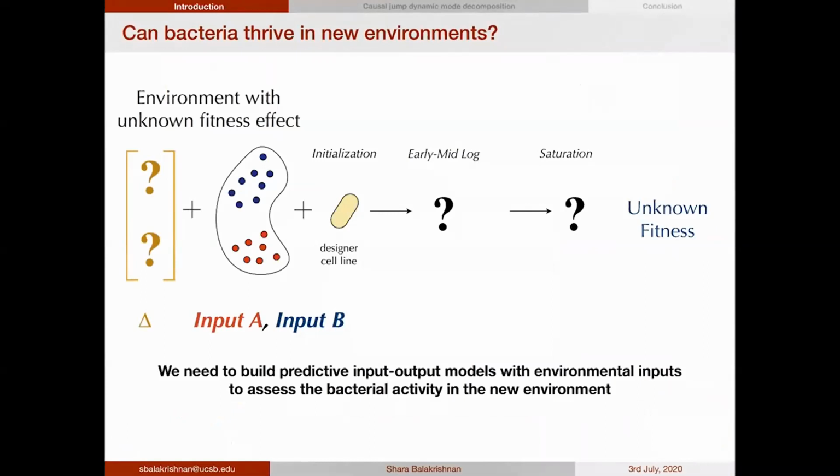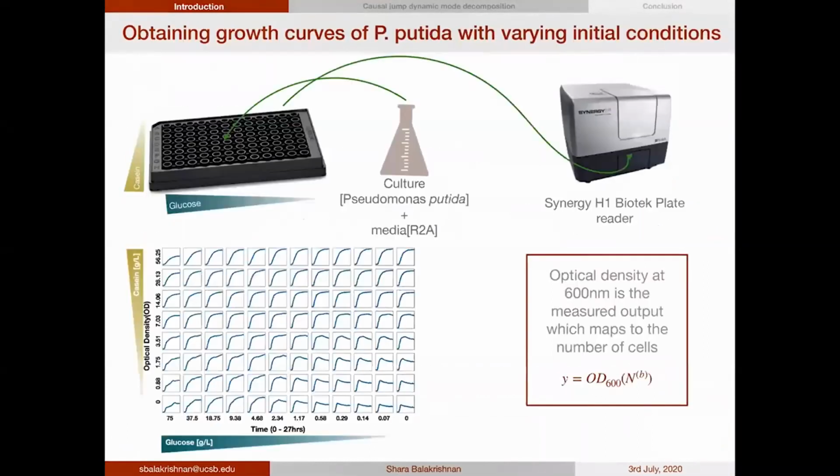To do this, we obtain time series population data of the soil strain Pseudomonas putida by spiking the bacterial culture with impulse inputs of casein and glucose. We use a 96 well plate to vary the two inputs across each well and obtain the optical density of the culture using a plate reader, and this indicates the number of cells in the culture. Our data has a single time series output, the optical density, and two impulse inputs, casein and glucose.